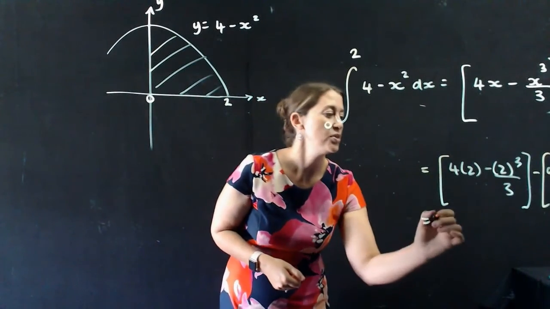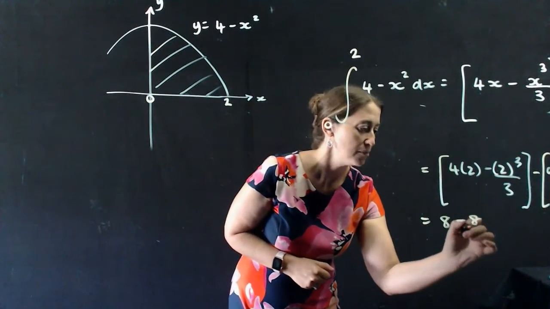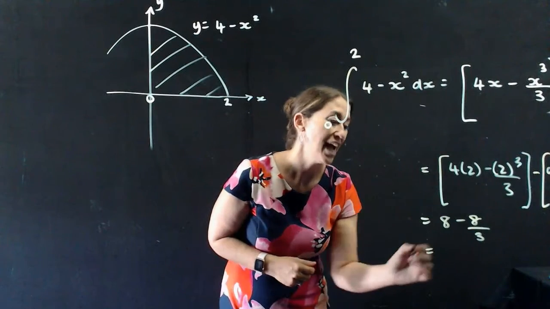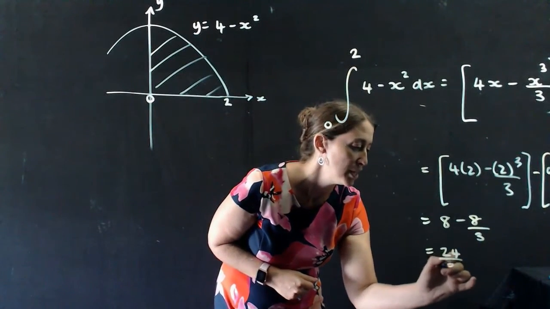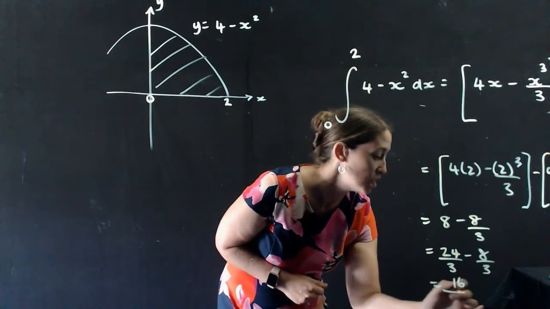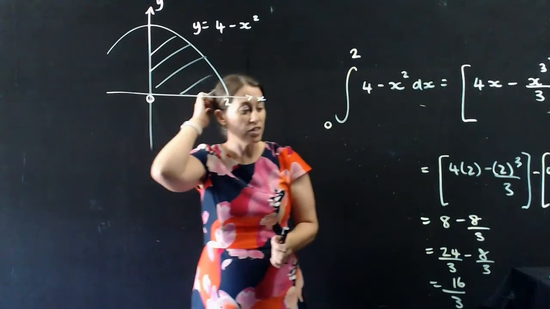We've got 4 times 2, which is 8, take away 2 cubed, which is 8 over 3. Converting that into a fraction, 8 becomes 24 over 3, minus 8 over 3, leaves me with 16 over 3. Okay, or you could say 3 whole and 1/3.